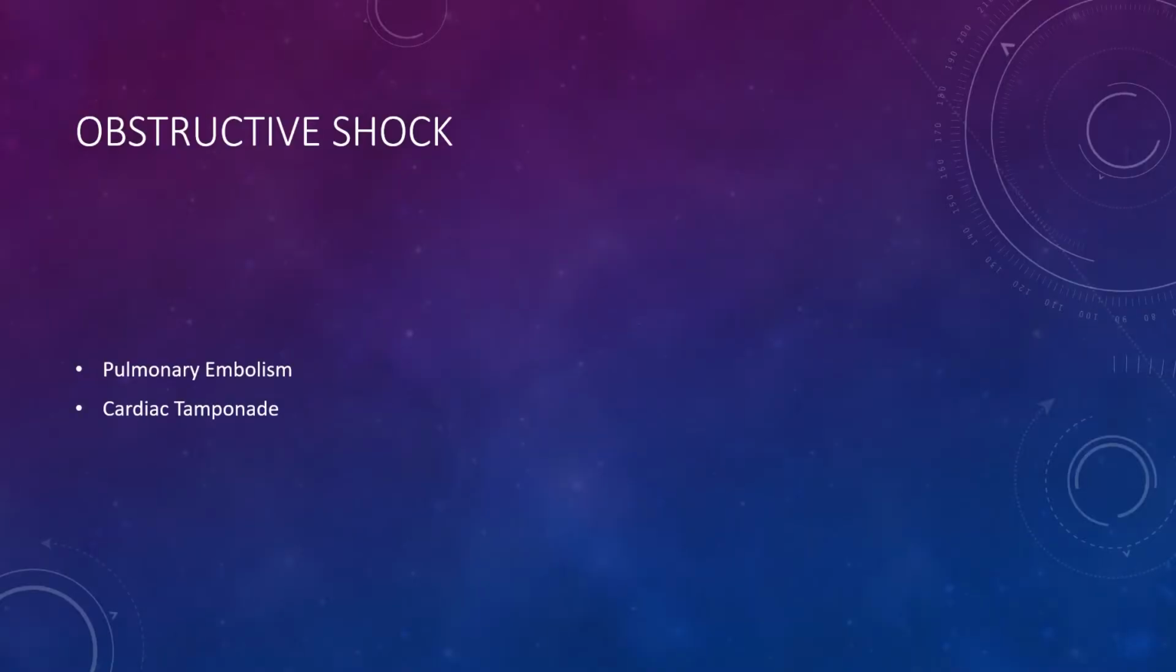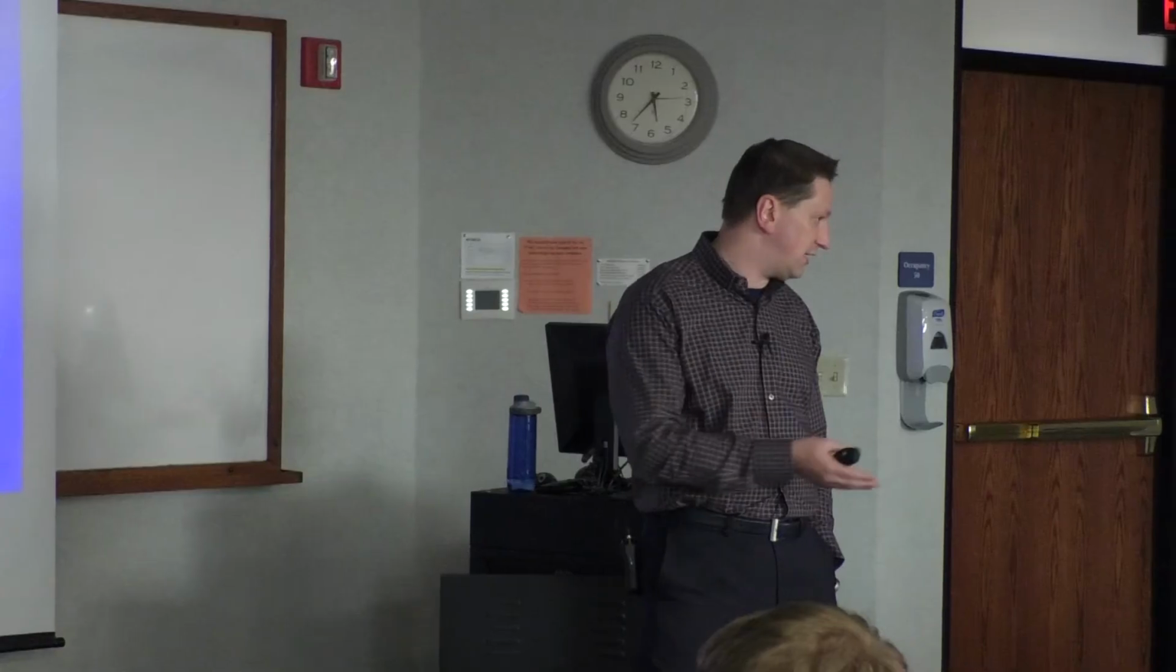Obstructive shock. This is rare, okay? There's only a couple of ways to get this. Number one is a pulmonary embolism. This is particularly true of people wounded with catastrophic injury on the battlefield as pertains to you guys. You get a large femoral fracture.